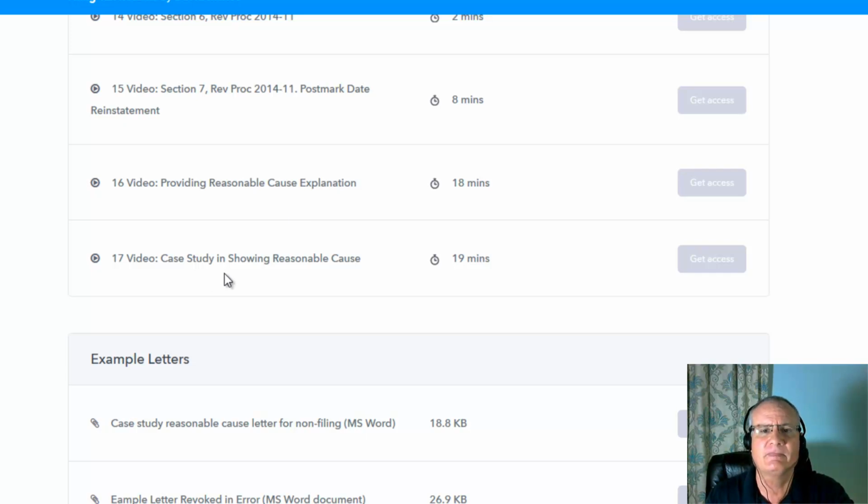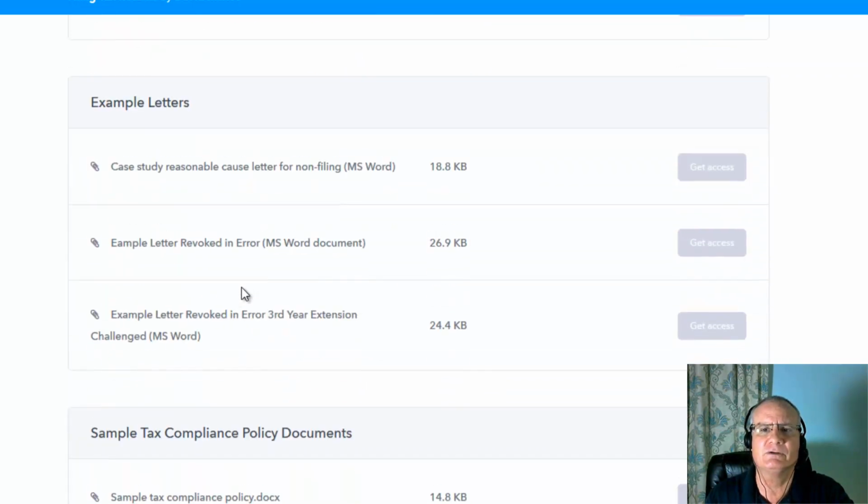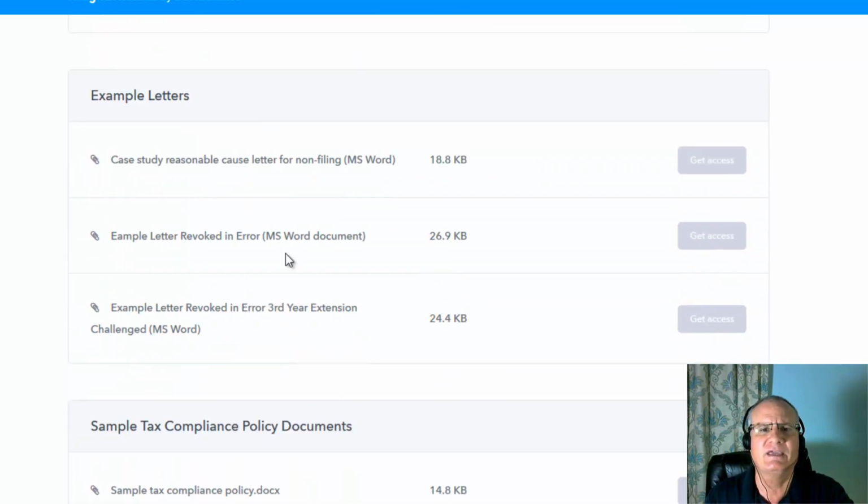Very instructive. Okay, and I have example letters here. I have a case study on a reasonable cause letter for non-filing. This is an MS Word document. I have an example letter where the organization was revoked by mistake. I actually have two of those. Those would be very helpful to you if you were revoked in error.